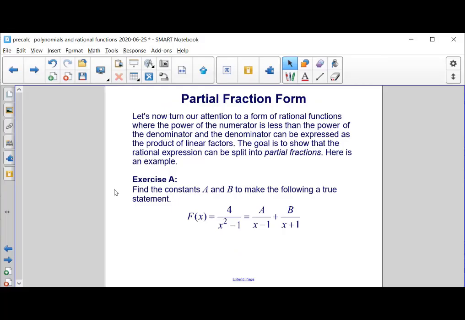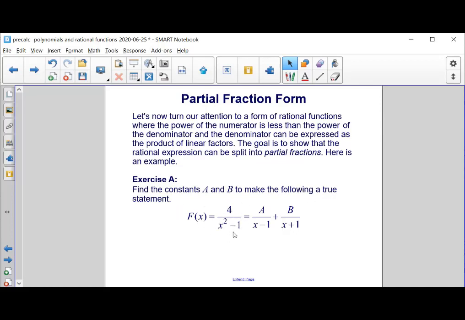Let's now turn our attention to a form of rational functions where the power of the numerator is less than the power of the denominator, and the denominator can be expressed as the product of linear factors. The goal here is to show that the rational expression can be split up into what is known as partial fractions.